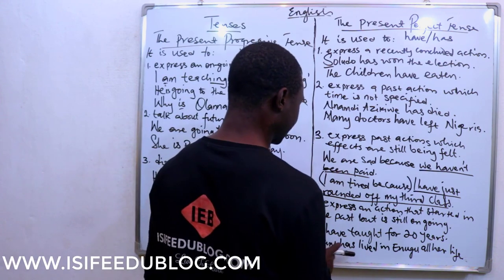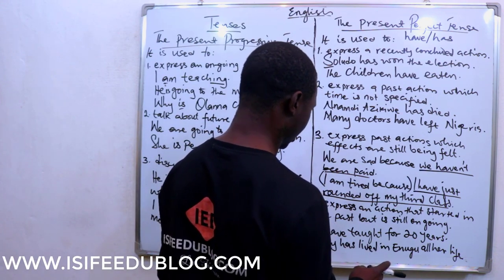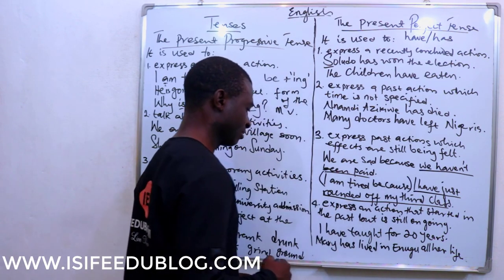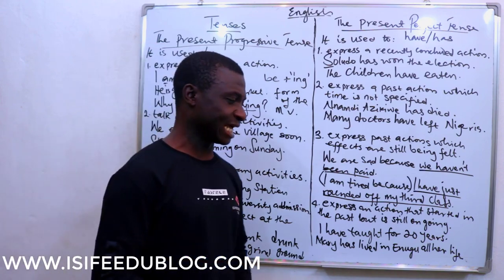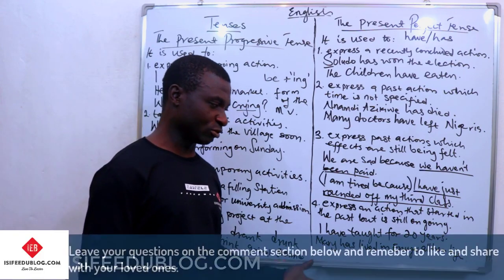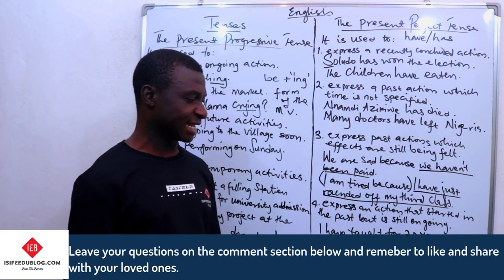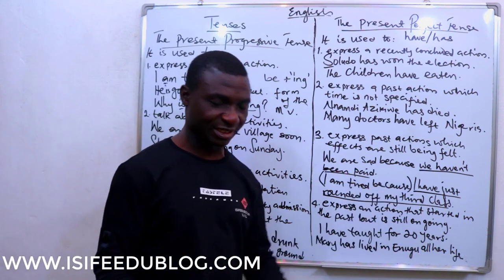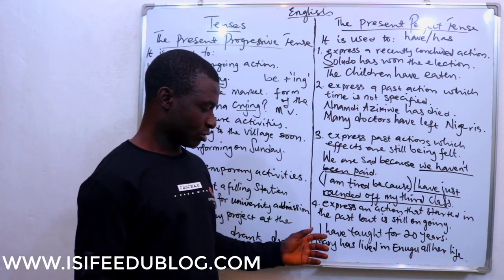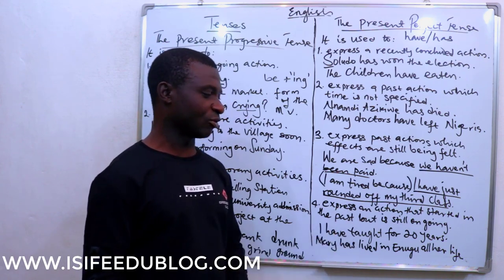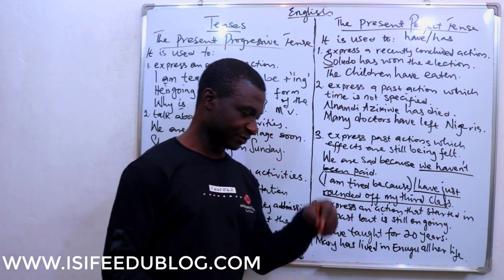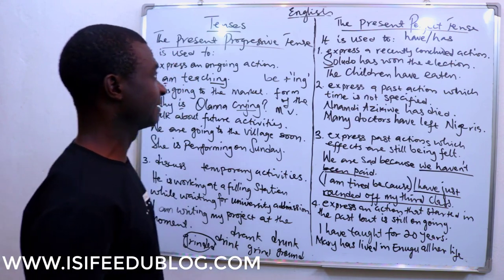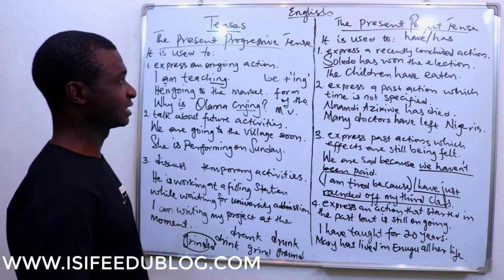Now, Mary has lived in Enugu all her life. This means that Mary was born in Enugu, perhaps, or came to Enugu very early, in her early years, and has lived here and is still living here in Enugu now. So Mary has lived in Enugu all her life. She's still there at the moment of speaking. So that's the present perfect tense.